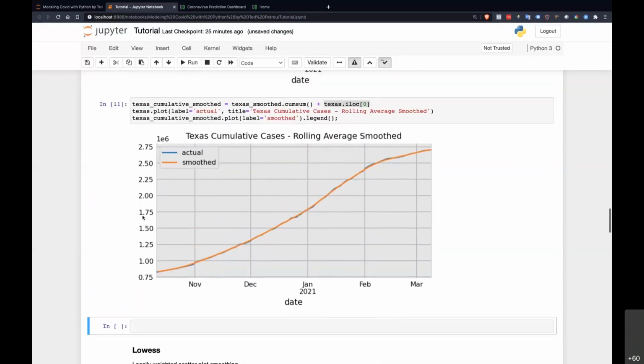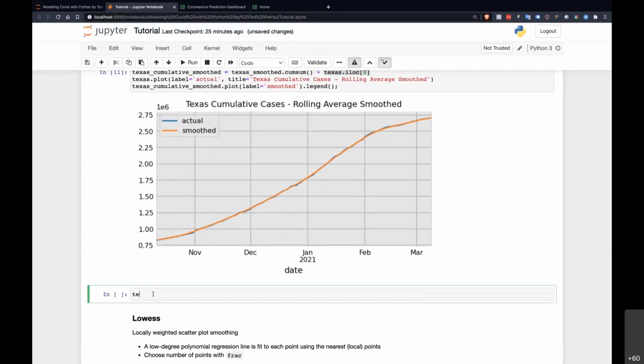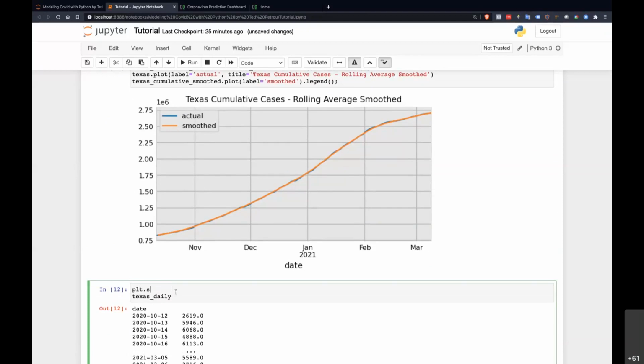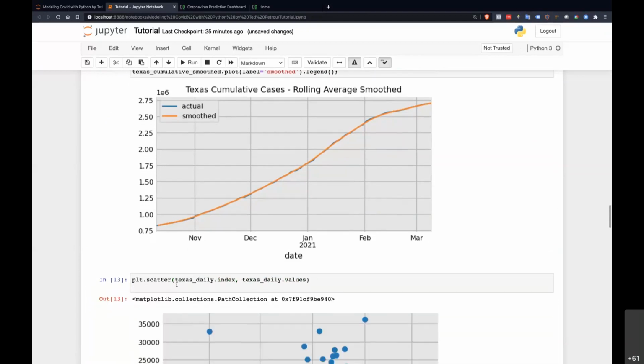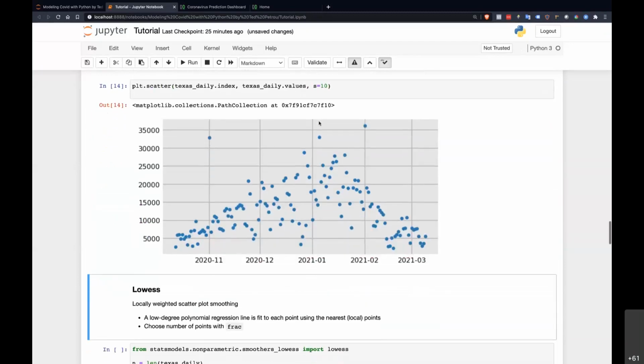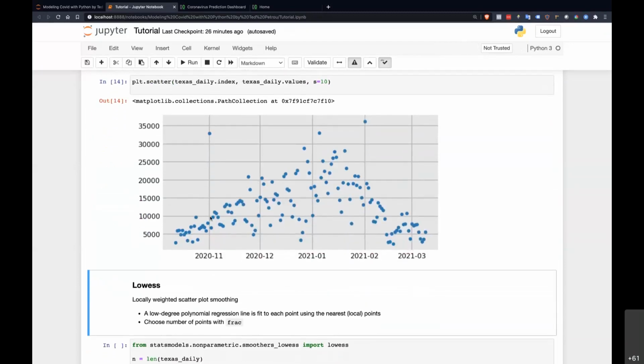So let me plot this again. What's it called? Texas Daily. So let's just plot the scatter plot real quick. So these are daily cases. It's kind of, let me make the points a little smaller. Okay. So this is the same graph or same information just as a scatter plot.